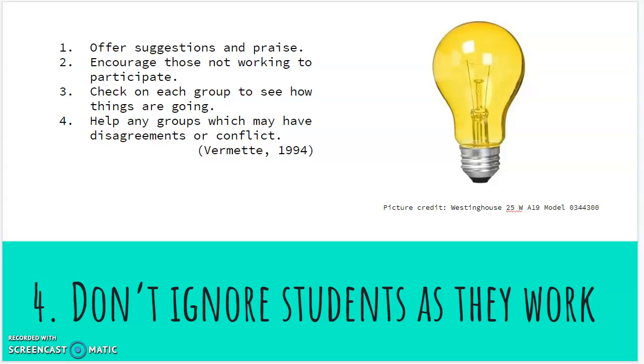You need to offer suggestions and praise to those who are working, encourage those who are not working to participate, check on each group to see how things are going, and help any groups which may have disagreements or conflicts. You may have to remove students from a group, put a student with another group, or there may be a student that just has to work by his or herself because they refuse to work.